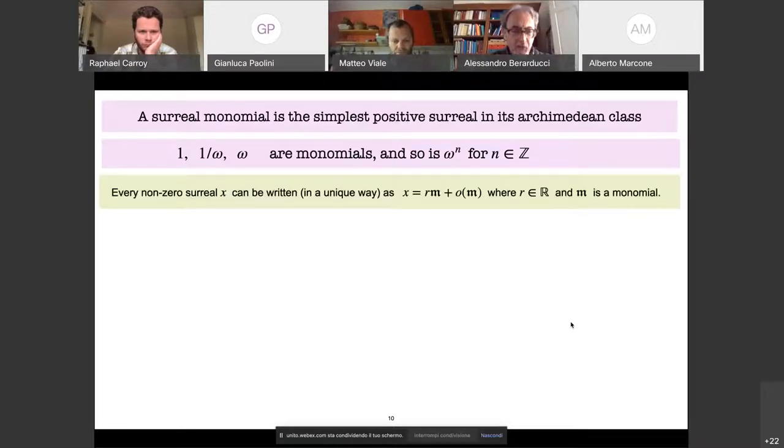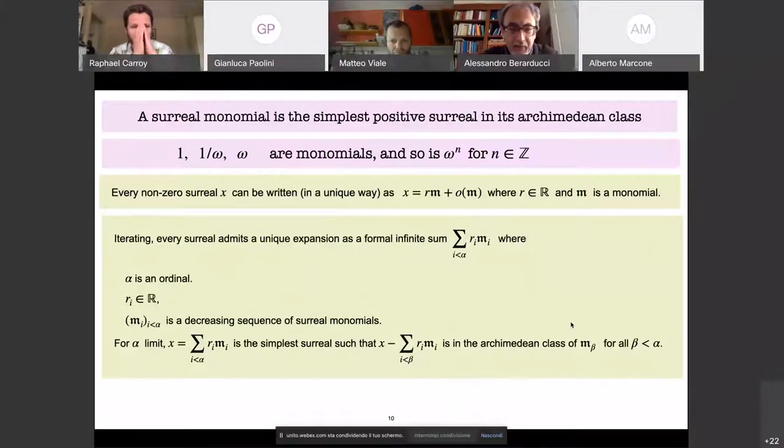Now it turns out that every non-zero surreal can be written uniquely as a real number r times a monomial m, plus something much smaller, little o of m, something which is smaller than any rational fraction of the previous one. r is a real, but it's also a surreal, so everything lives inside the surreals. So this is the first order expansion of x. r m is the first term of the expansion as a series. Now you apply inductively the same procedure to the remainder part, little o of m, and you get that every surreal admits a unique expansion as an infinite formal sum.